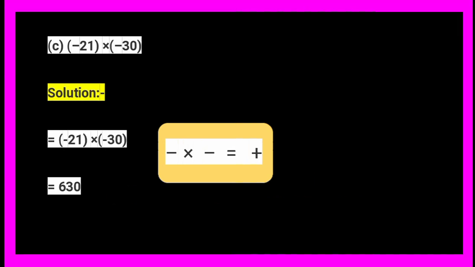C is minus 21 multiplied by minus 30. Now both the numbers are negative and we know that minus minus becomes plus in multiplication. So first of all we do multiplication without sign. So 21 3s are 63 and 1 0 of 30, right? So we write the answer 630 and it would be positive because minus minus becomes plus.